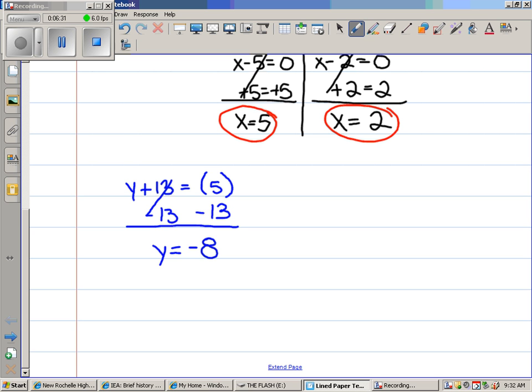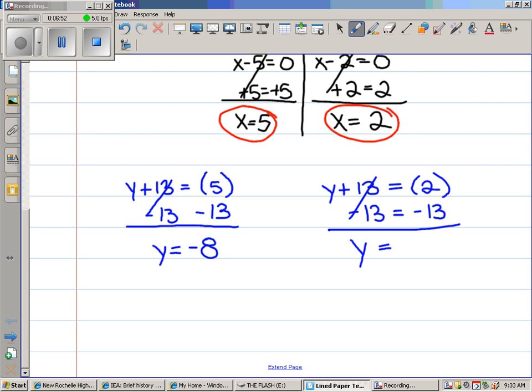And then we're also going to do it on the other side, right? Y plus 13 equals 2, and I'm just subbing it in with the parentheses. We're going to minus 13, minus 13. What's 2 minus 13? Negative 11. And so here we have two y values.